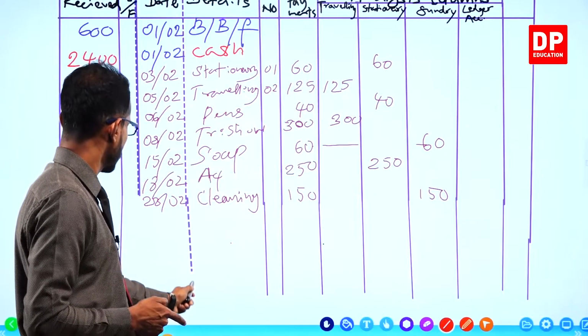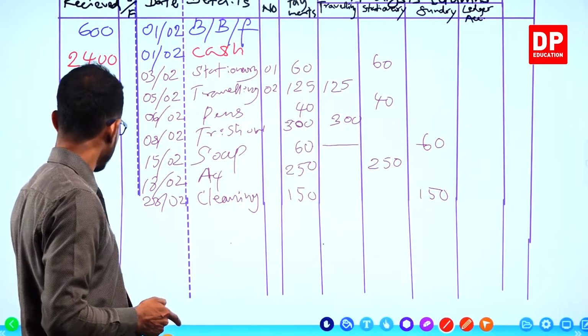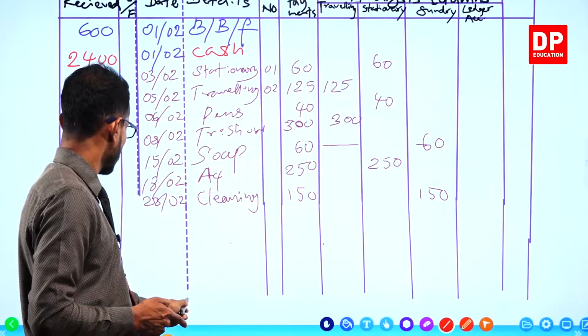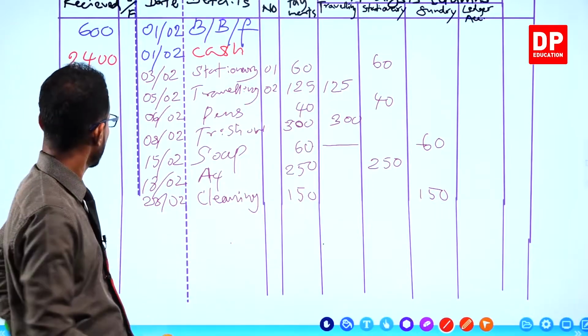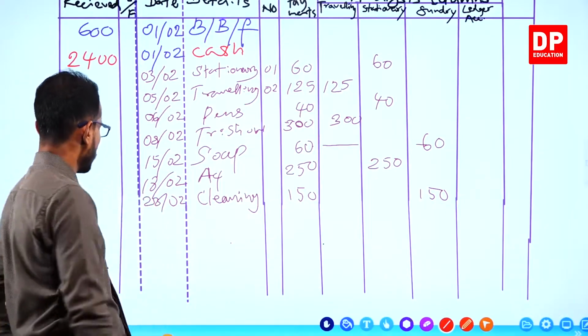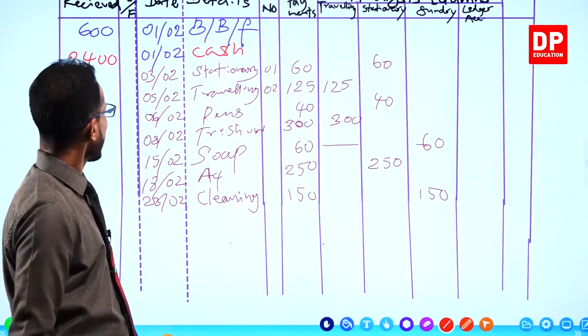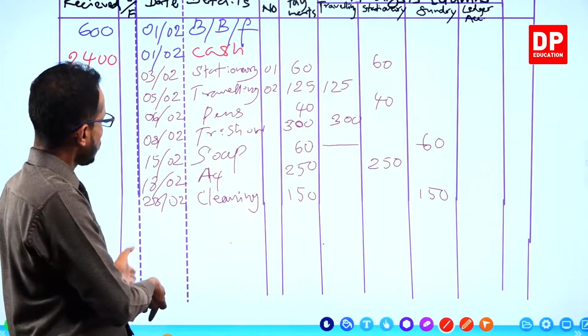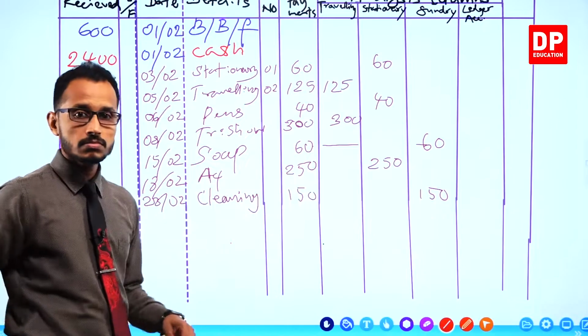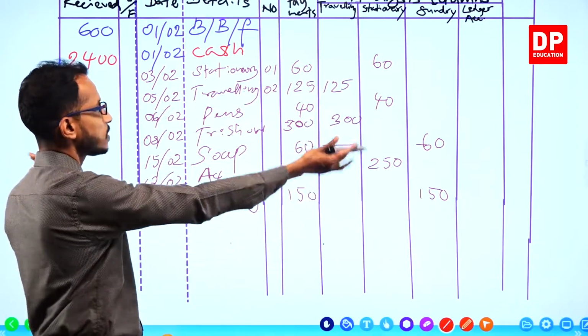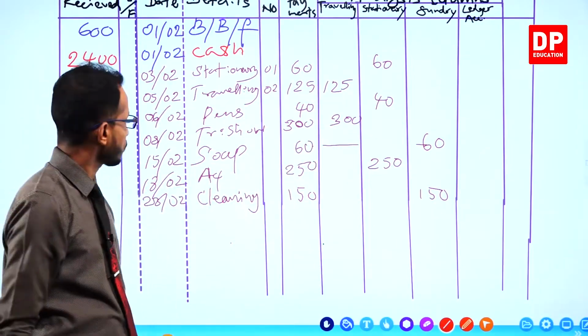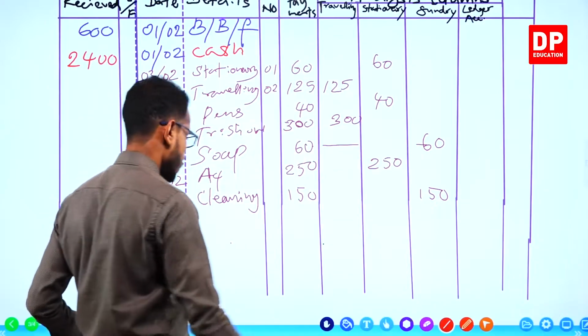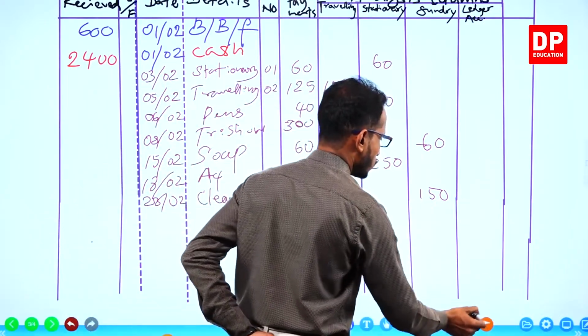This is the center line. And I have taken the date column as the dividing column, dividing the debit and credit sides. Okay, right, that's it. Moving on.